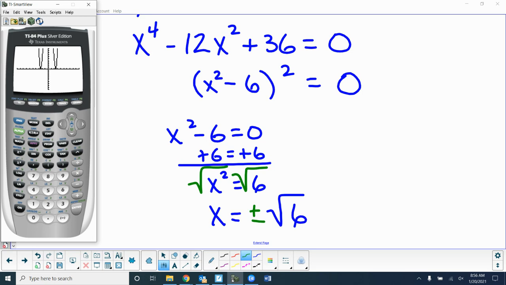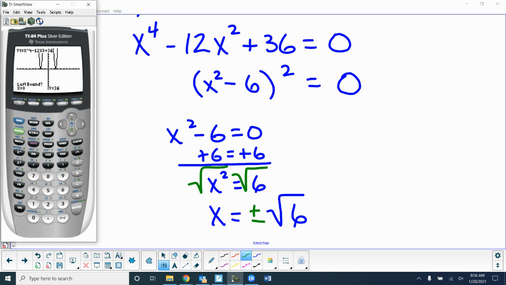All right, so you can hit second trace. The button's right next to graph. Okay, and we're looking for what? What are these answers called? They're called zeros, right? Or roots. So number 2 says 0, right? So that's what I'm going to hit now. 2. Now it says left bound.